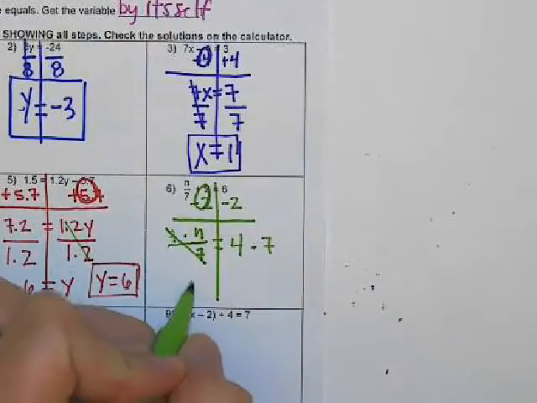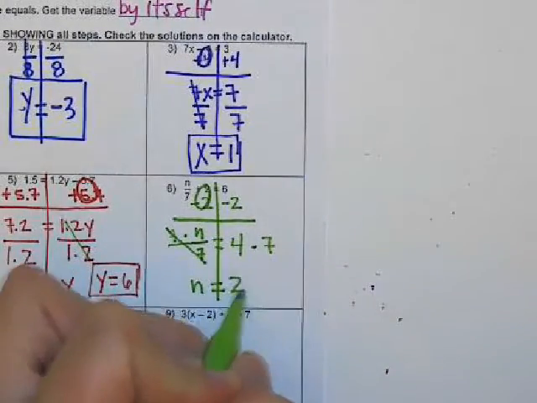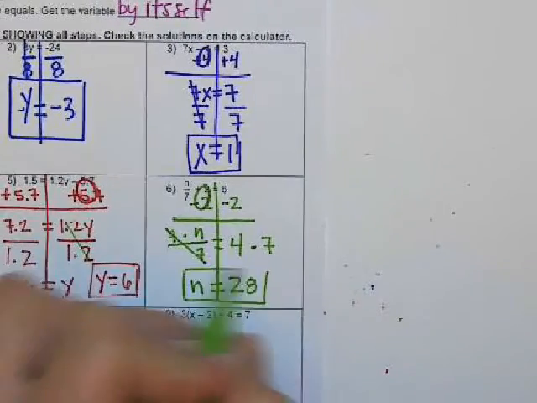Now I'm left with n equals 4 times 7, which is 28.